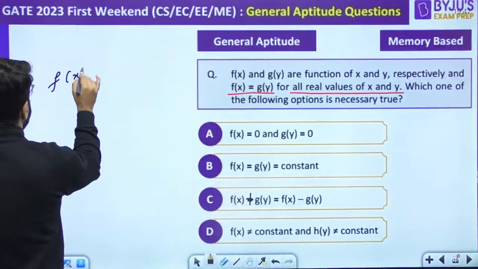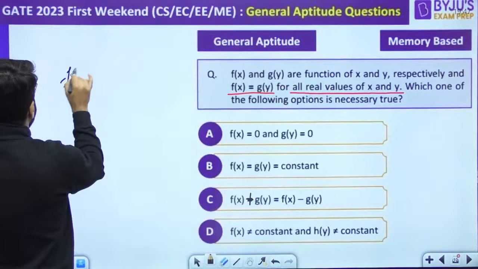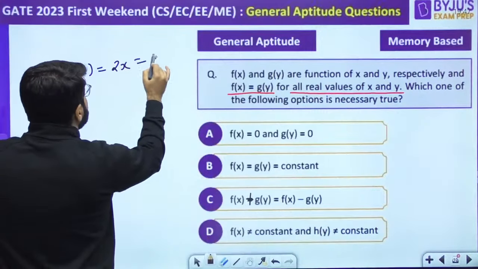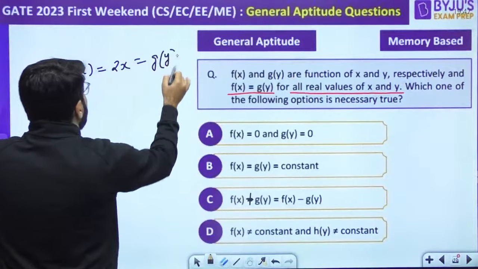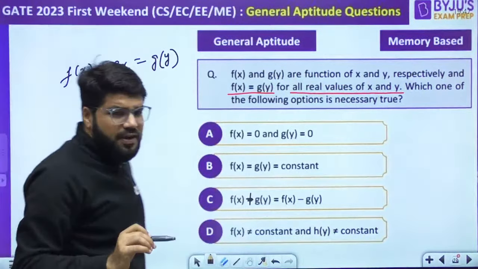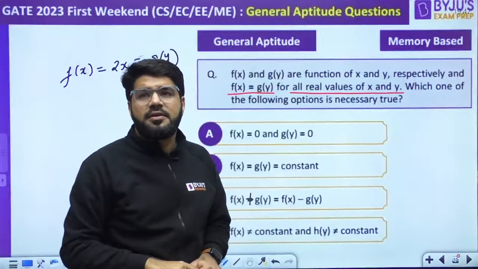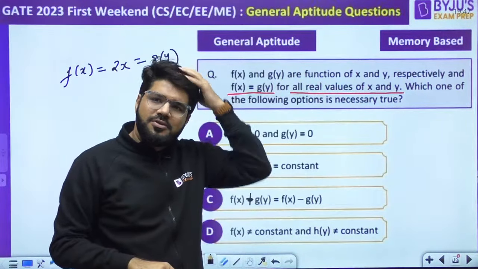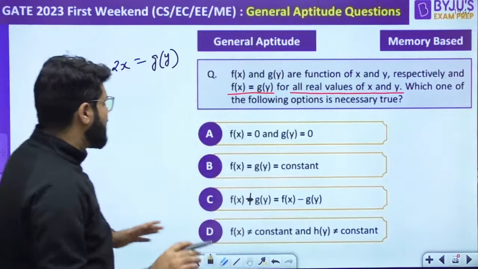Suppose f of x is a function of x. Try to understand, it will be solved by logic. Suppose it is 2x, but f of x should be equal to g of y. Matlab, g of y will also look like a function of x. But with respect to y, it is constant. So g of y becomes constant in that case. So it is not going to happen anytime.